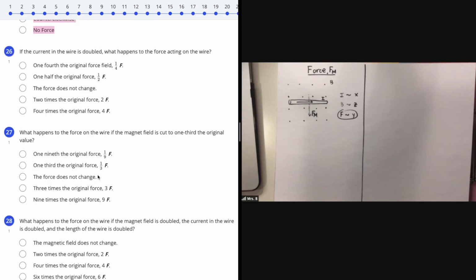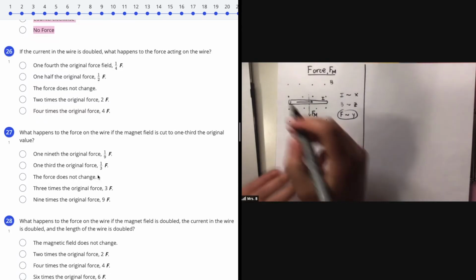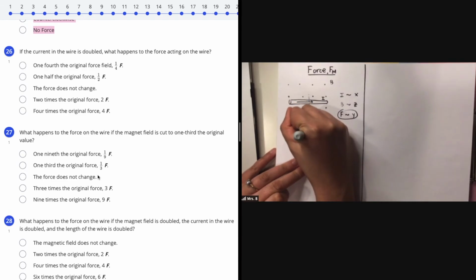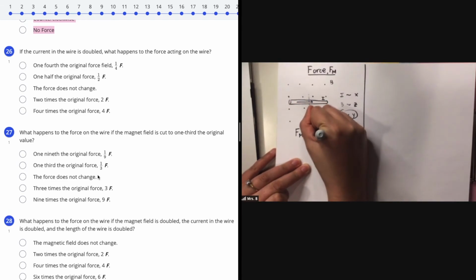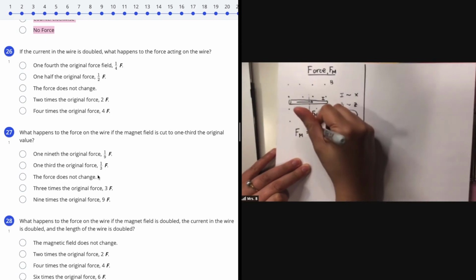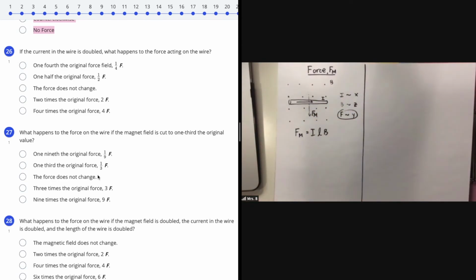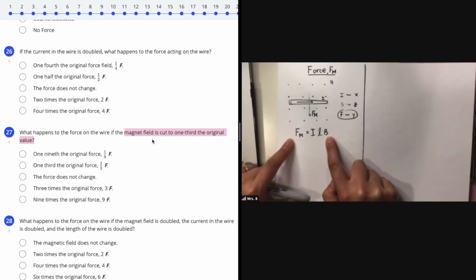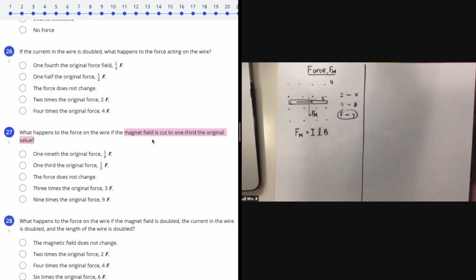Now, this force depends on three things. The force on a current carrying wire depends on the current, the length of the wire that's being exposed to the field, and the field itself. So for the rest of these, we're going to do proportions. If we decrease the magnetic field, then we should decrease the force. And since this is a direct relationship, if field decreases, force decreases, and we don't have to worry about any funny squares or cubes. This is 1/3 the field, so 1/3 the force.